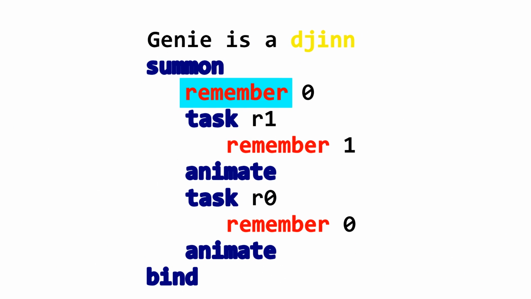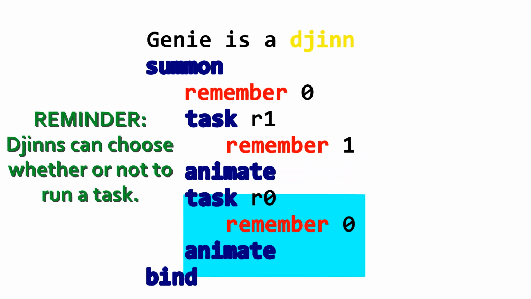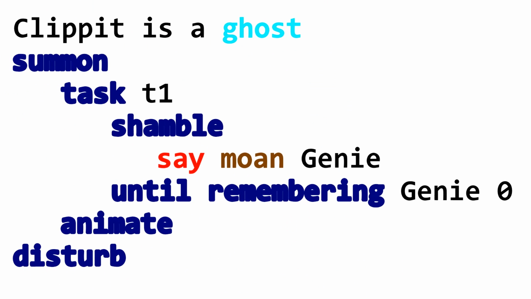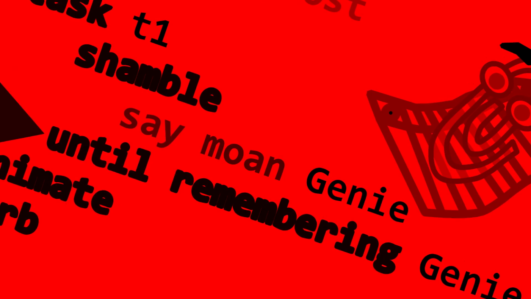This genie starts off remembering 0, but it has a chance of running this task here and remembering 1. But this gives 1 a slight advantage, so there's yet another task that remembers 0. Anyway, after this genie figures out which number it wants to use, a ghost Clip It evaluates it. Clip It will say the genie's value once and keep doing it until the genie is remembering 0. If it starts out remembering 0, it doesn't repeat at all, and if it starts remembering 1, it gets stuck here. There will be no escape.